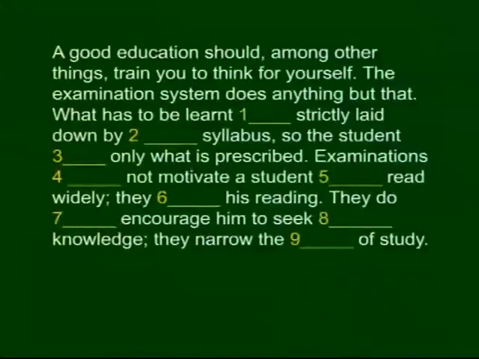The next sentence. They do, and they means, they is referring to exams. They do encourage him to seek knowledge. They narrow the dash of study. So the passage is talking about the examination system, in what way it discourages students from reading. So you will have to use the word they do not encourage him, because the earlier sentence was in the negative. So this one also will be in the negative.